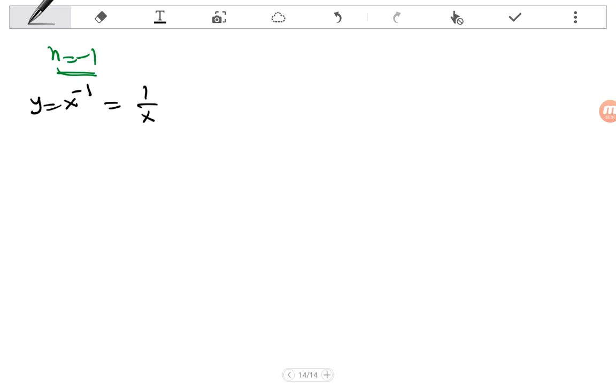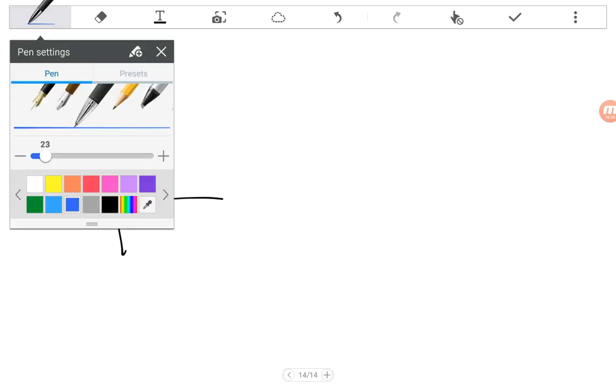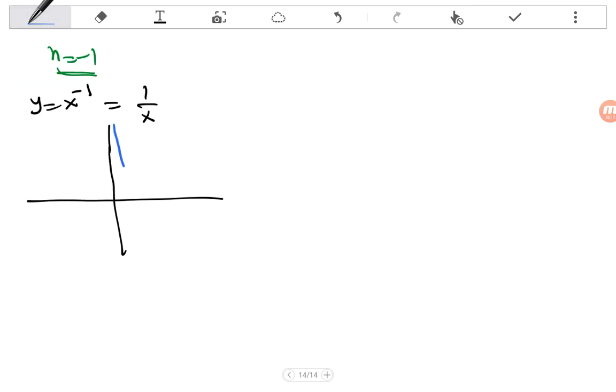Do any of you know how to graph 1 over x? That function is like this. So that is 1 over x. Remember, you have to memorize these expressions or these graphs.